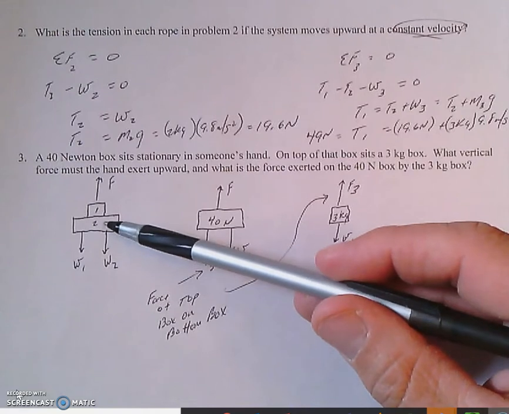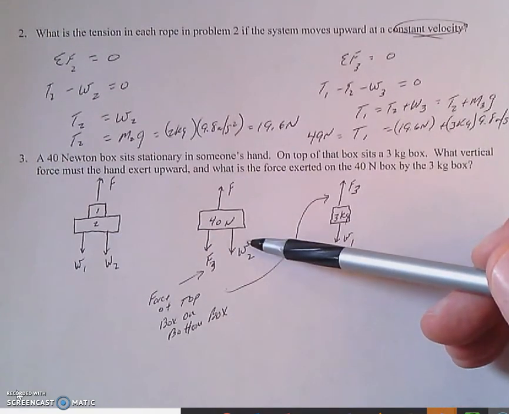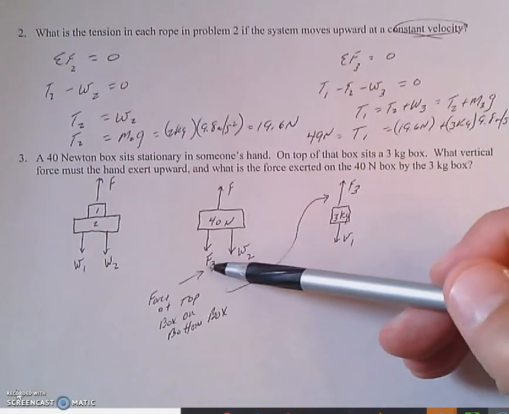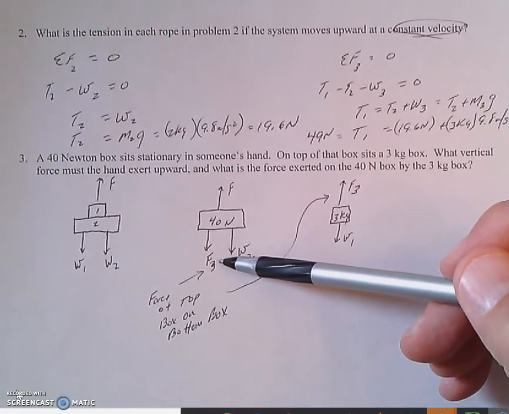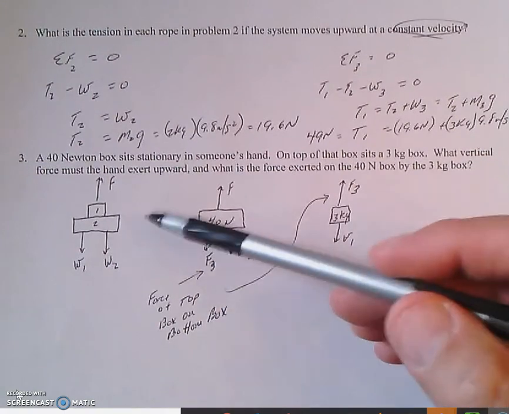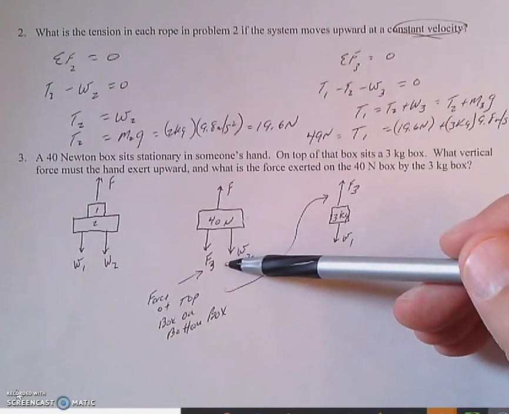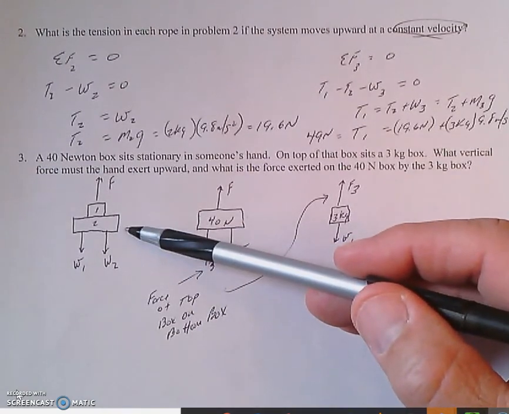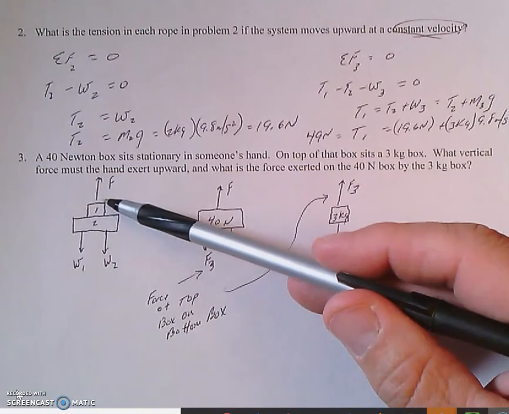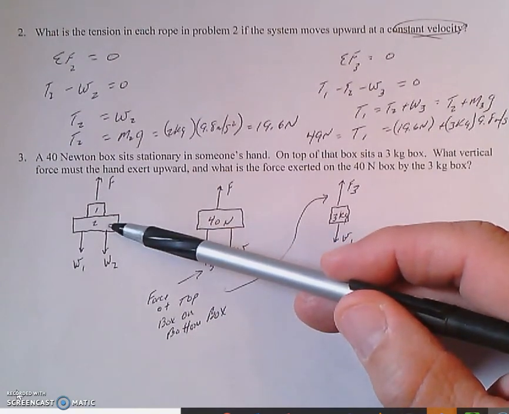What else is acting on the big object? The weight of the big object, I'm calling that W2, and F3, I'm calling it, just so we don't get our 1s and 2s mixed up, right? F3 is the force of the top box pushing on the bottom box. That's F3. So what forces are acting on this big box? Gravity's pulling it down, and box 1 is pushing it down.